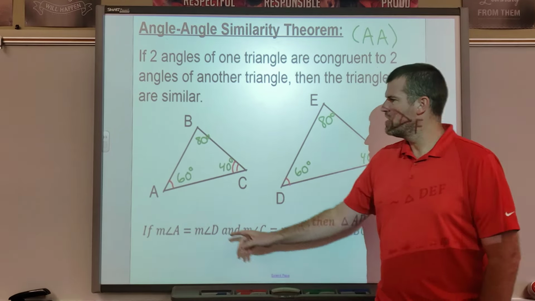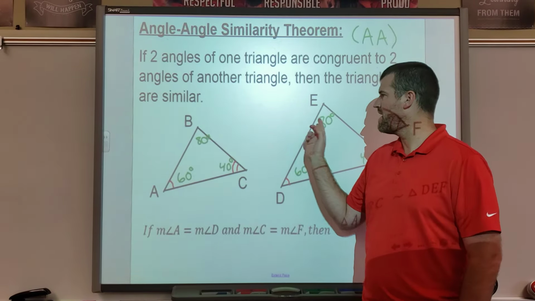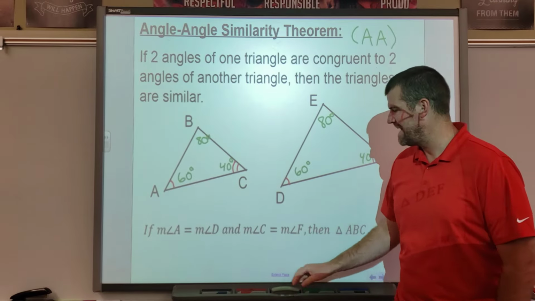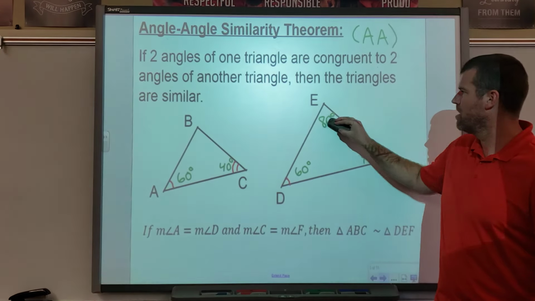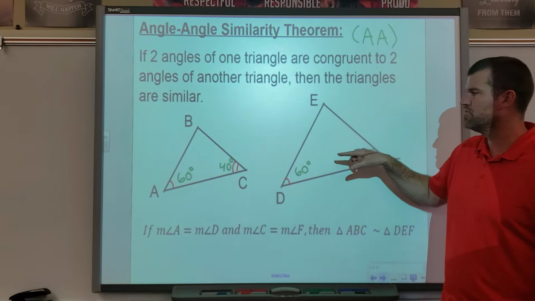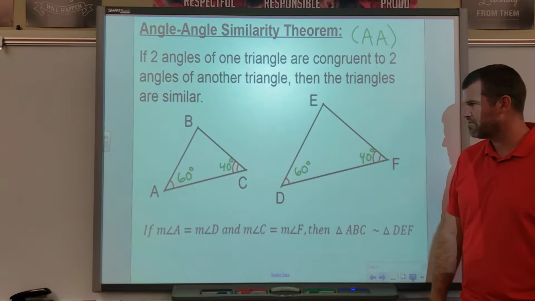So as long as we know two of the angles, we don't even need the third because the third pair will have to be congruent in order to add up to a full 180. So long story short, as long as we have two angles that are congruent to two angles in the other triangle, we will have similar triangles.